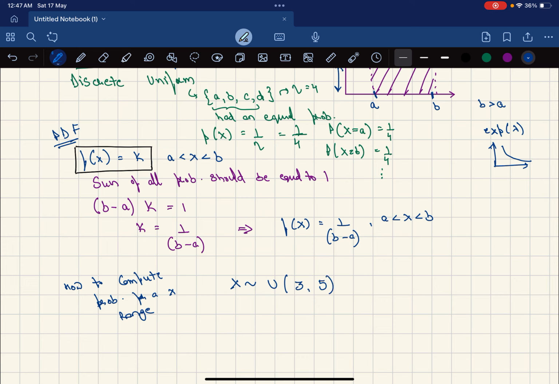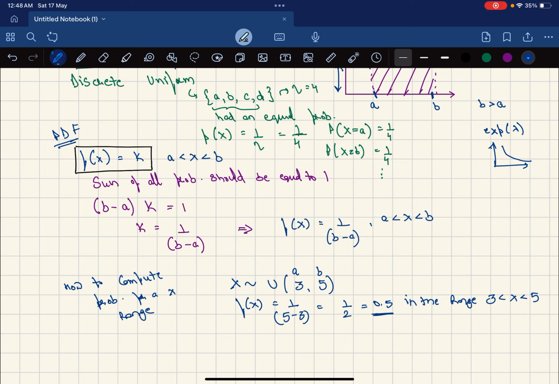So A is equal to 3 here and B is equal to 5. Therefore, the probability density function would be 1 upon 5 minus 3, which is 1 upon 2, that is 0.5 in the range 3 to 5. Now note that this probability density function is not giving the probability for x at any x value.